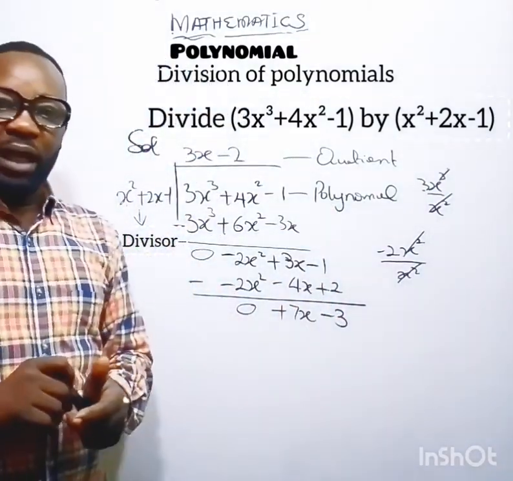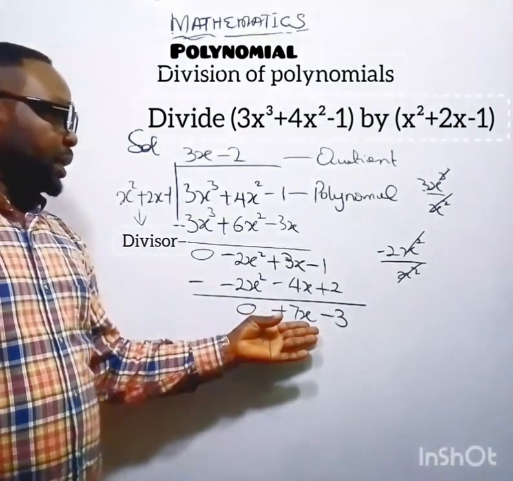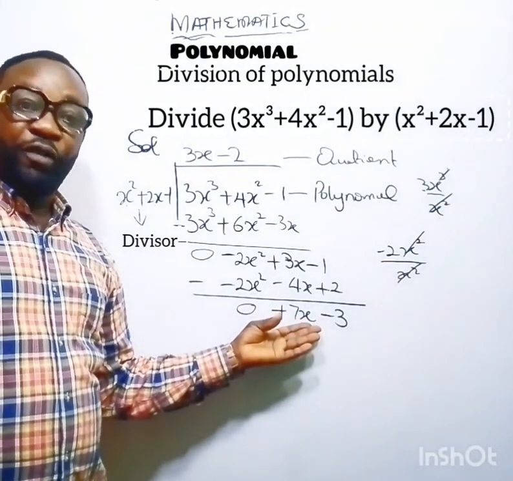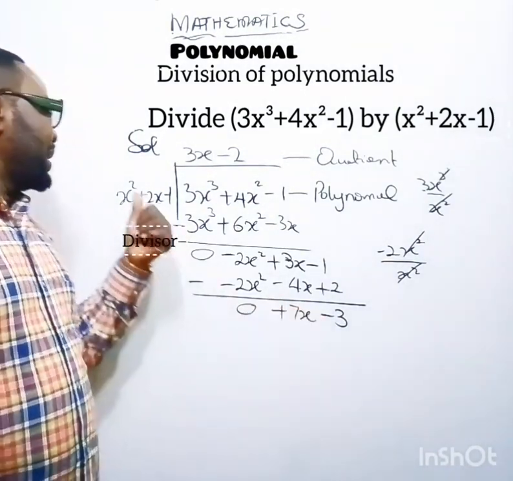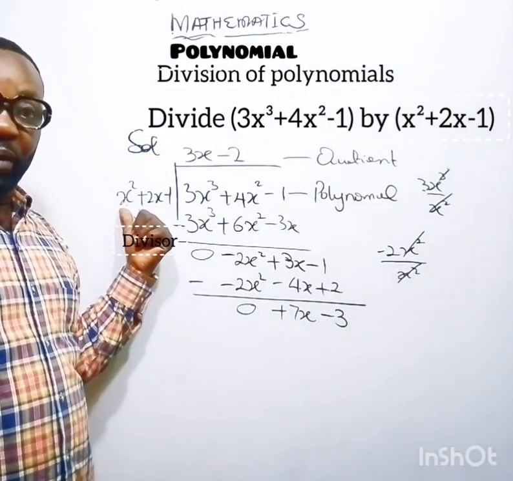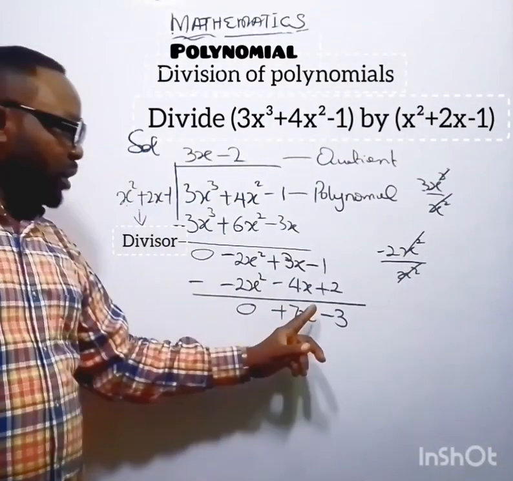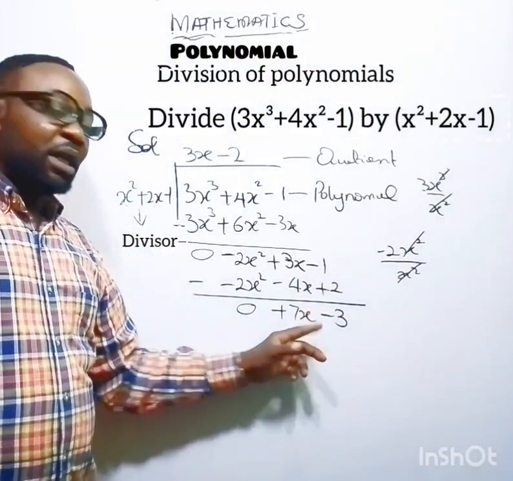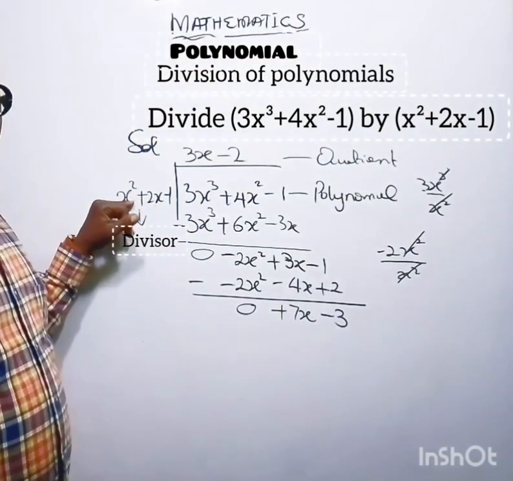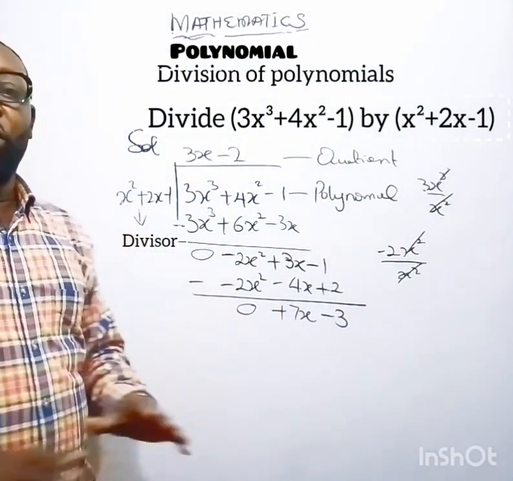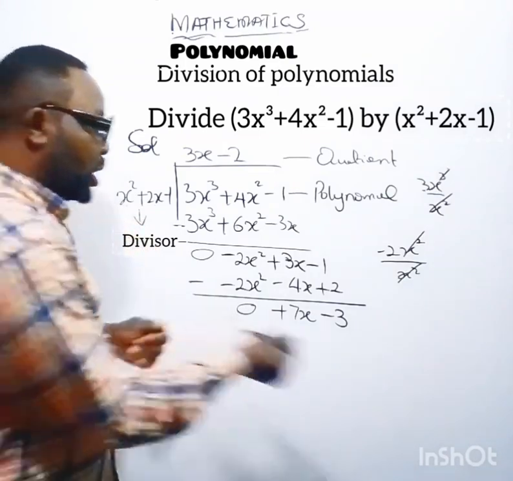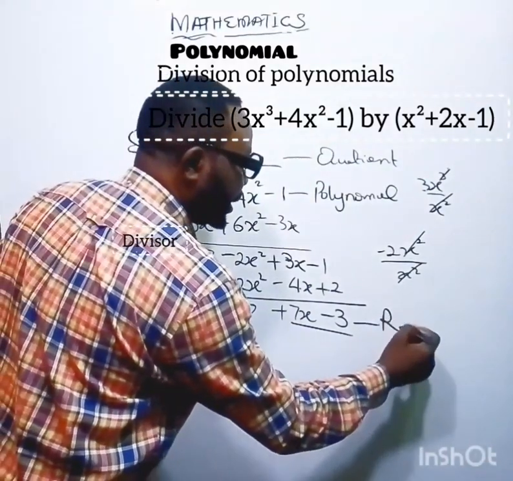Now, at this stage, we can see that the power of the first term we are having on the variable x is less than the power of the divisor's first term. We are having 2 here, and we are having the power here as 1. In that case, once the power here is less than the power of the divisor, you can no longer go ahead with the division. So we call this value we get here our remainder.